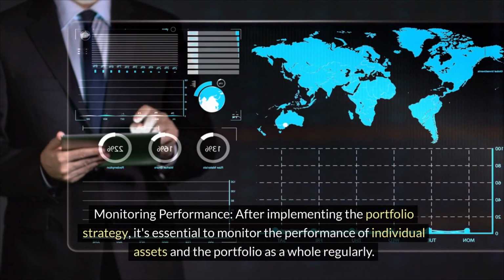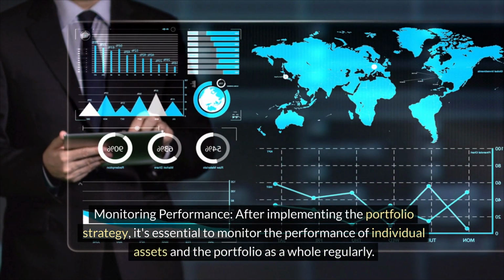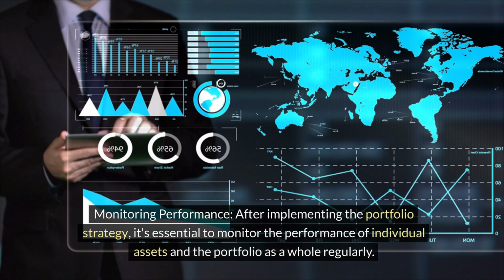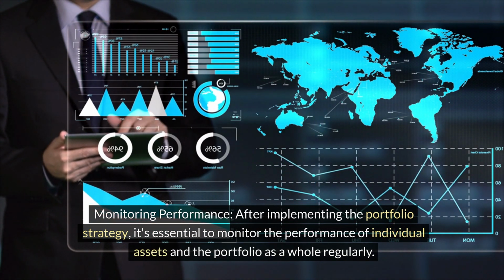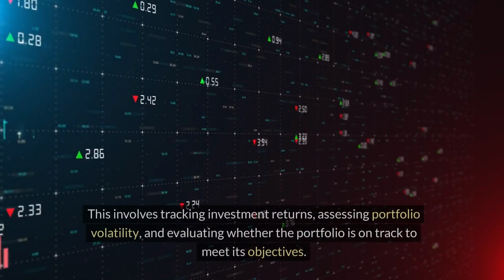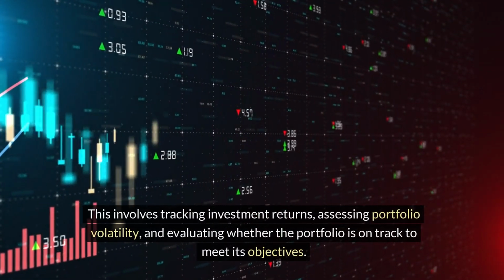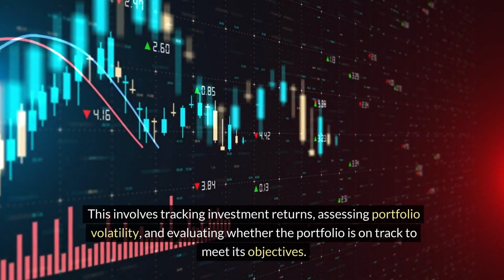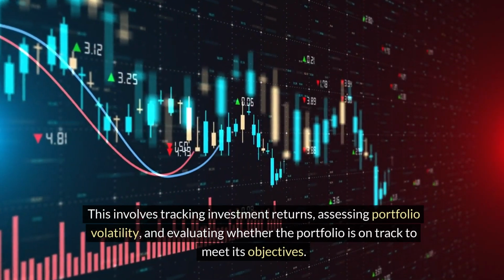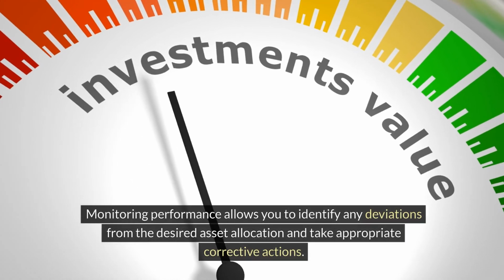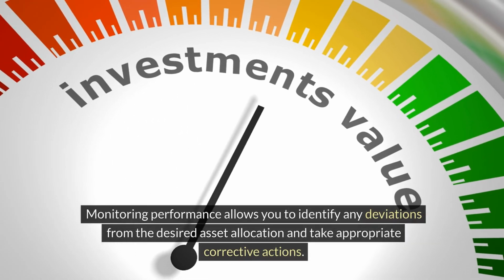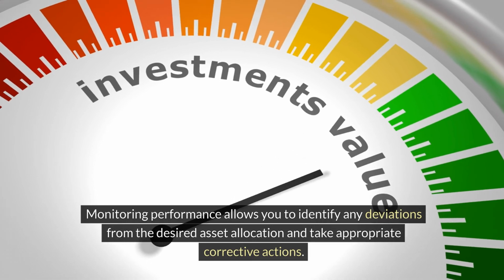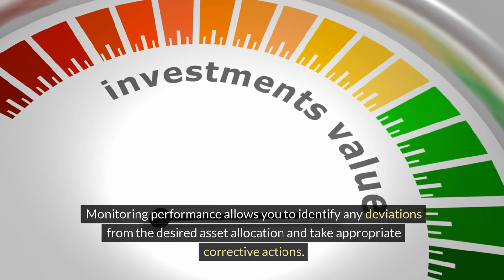Monitoring performance. After implementing the portfolio strategy, it's essential to monitor the performance of individual assets and the portfolio as a whole regularly. This involves tracking investment returns, assessing portfolio volatility, and evaluating whether the portfolio is on track to meet its objectives. Monitoring performance allows you to identify any deviations from the desired asset allocation and take appropriate corrective actions.